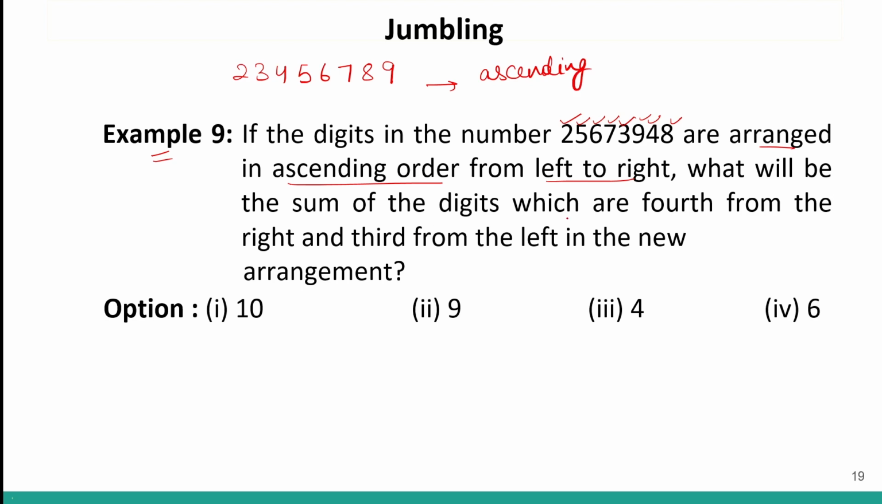Now we have to find out the sum of the fourth from the right. So right is this and left is this. Fourth from the right, this is 1, 2, 3, fourth. Fourth from the right is 6. And third from the left. So left, third, 1, 2, 3. This is third from the left in the new arrangement. So we have to find the sum of 4 and 6, which is 10. So our answer will be option number 1, 10. Okay, clear?